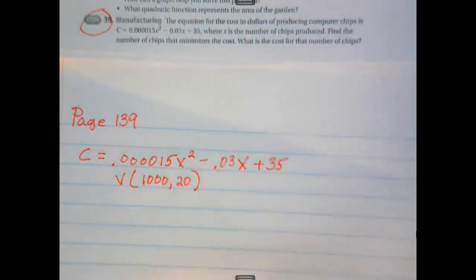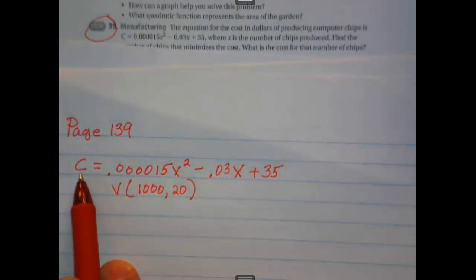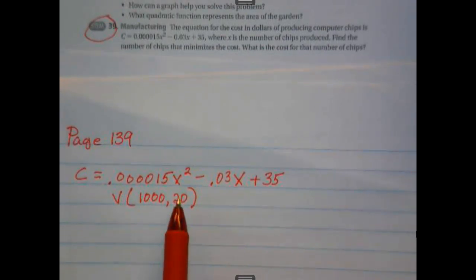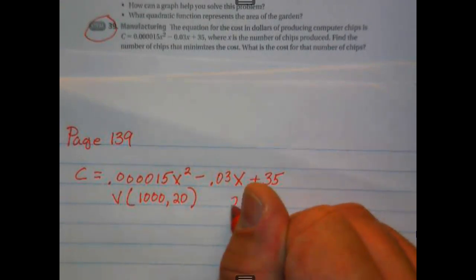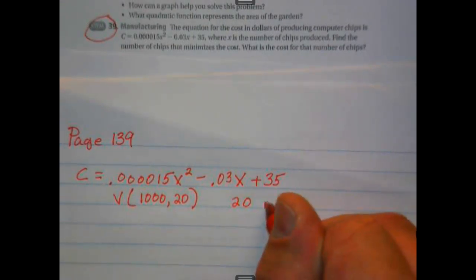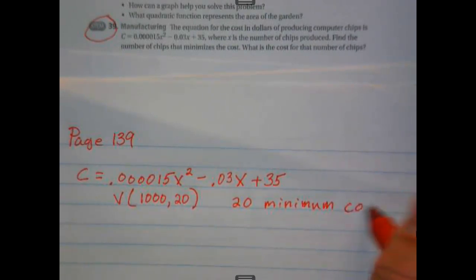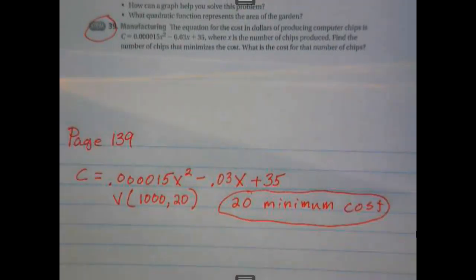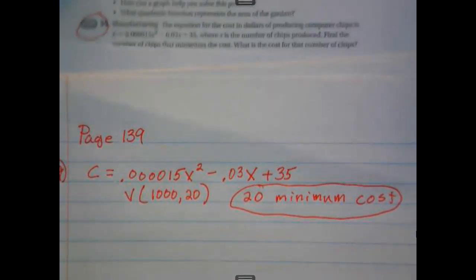Okay, so what's our minimum cost? This is the y-axis, so what's our minimum cost? 20, right? That wasn't so hard. Yeah, these aren't easy problems.